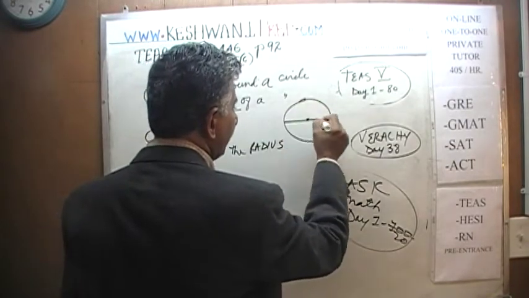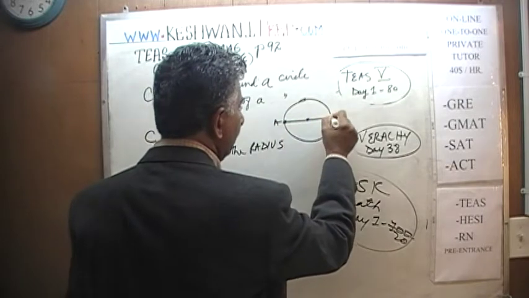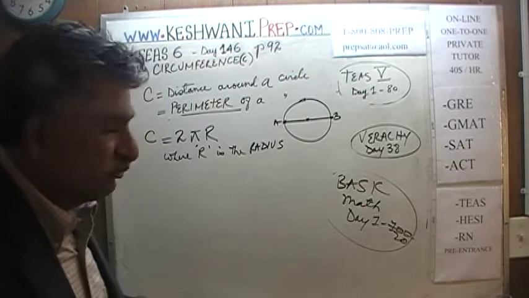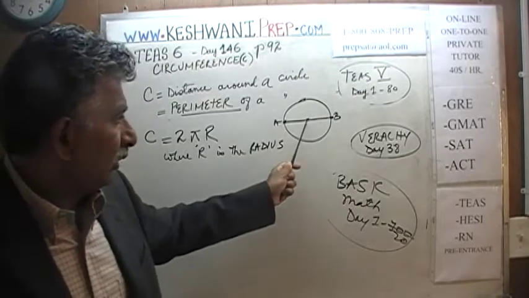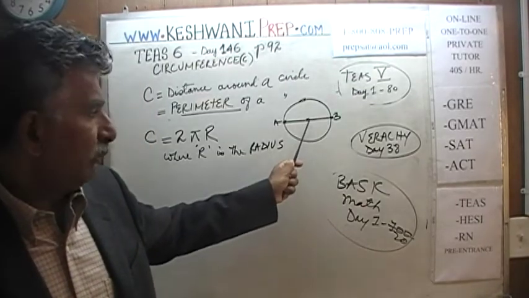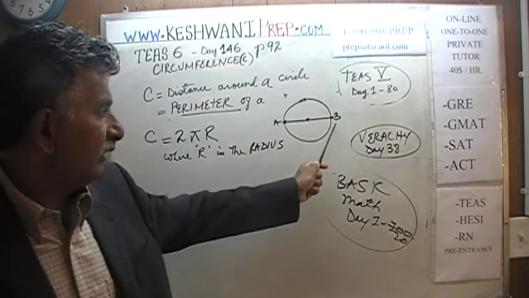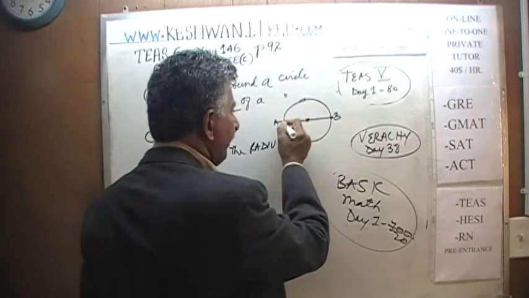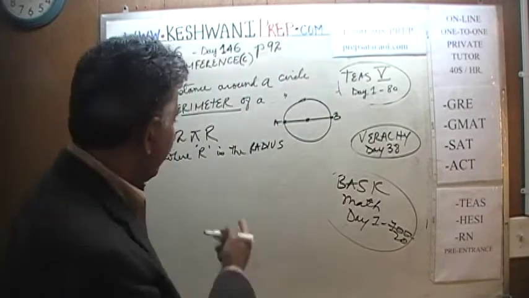If we are told what the diameter is from point A to point B, if we know what that distance is, what's the definition for diameter? Diameter is the distance across the circle going through the center. It's very important that you say that it is a distance across the circle going through the center. And that distance is the diameter. If we know the diameter, half of that is the radius.